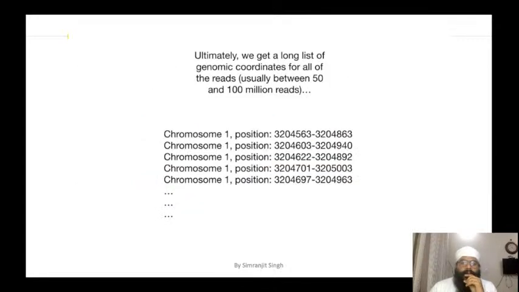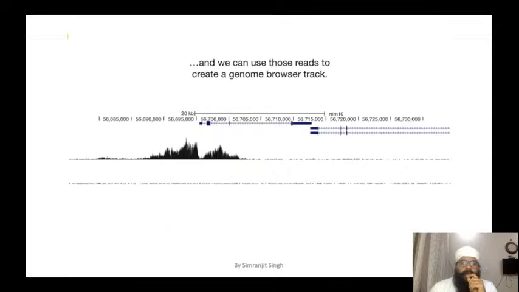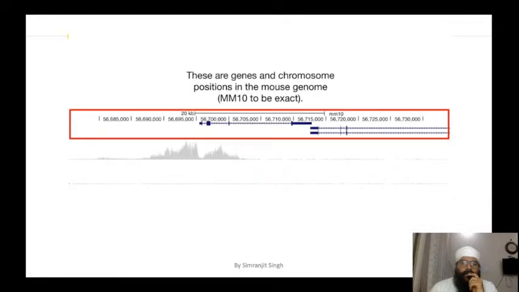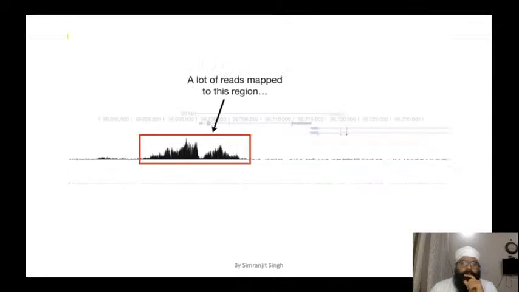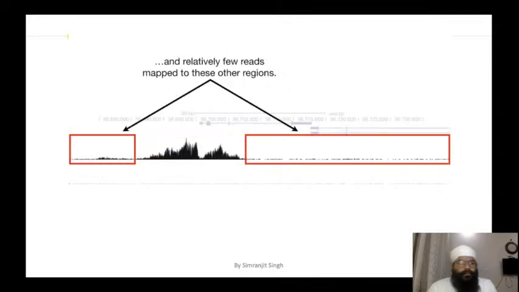The third read might come from here, another position on chromosome 1, etc. Ultimately, we get a long list of genomic coordinates for all the reads, usually between 50 and 100 million reads. And we can use those reads to create a genome browser track. These are genes and chromosome positions in the mouse genome, MM10 to be exact. This is the track that we created for our ChIP-seq reads. A lot of reads map to this region, and relatively few reads map to these other regions.